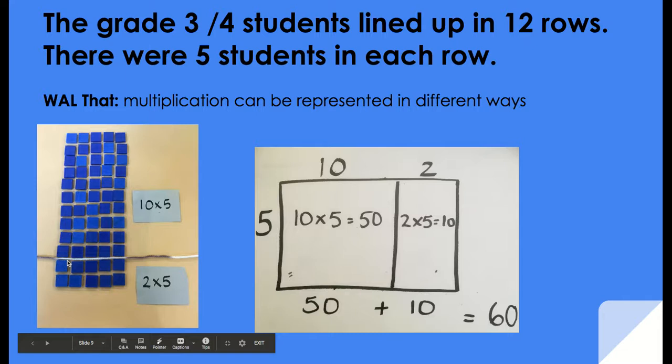I created an array, and then I used my string to split the array or break up the array. And then I used the area model here to work out the multiplication algorithm. 12, I split into 10 and 2 because over here I split 12 into 10 rows and 2 rows. 10 times 5 is 50. 5 times 2 is 10. 50 plus 10 equals 60.